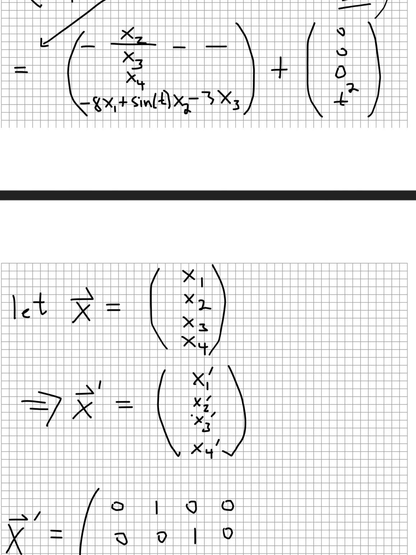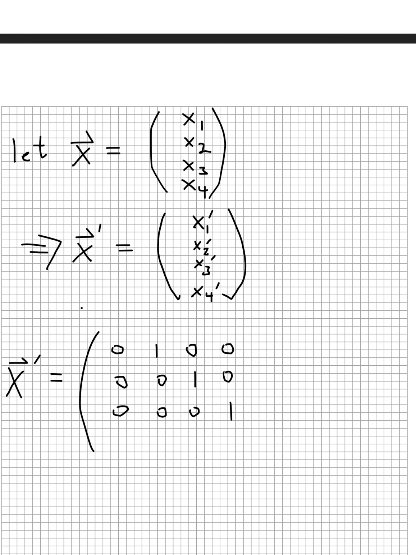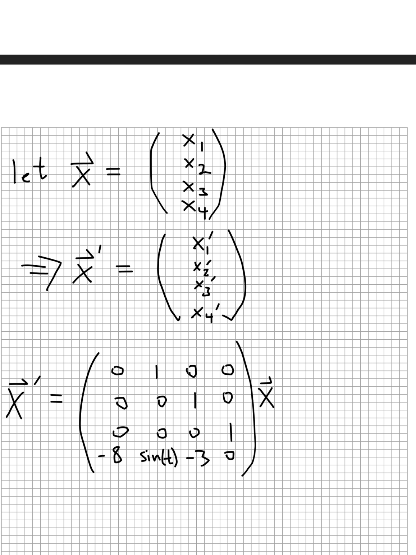Okay? And then last but not least, we have our 4th row, which has an x1 term, an x2 term, x3 term, but there's no 4th term. So this would be -8 is the coefficient here. And then we actually have a function, sine of t, as our coefficient here, -3, 0. Okay, since the 4th variable was not present. This will be multiplied to the x vector that we defined, which is our vector of unknowns. And when you do this correctly, you'll get back this result that we had before.